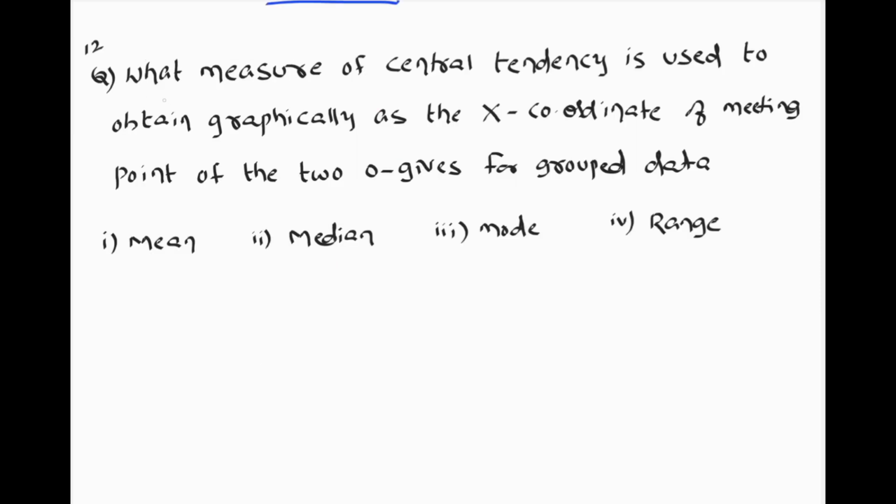In the given problem, what measure of central tendency is used to obtain graphically? It is the greater than ogive and less than ogive. They are meeting at a point, we are having x comma y. So obtained graphically, the x coordinate of the meeting point is the value. So the x coordinate will be the median of the given data.